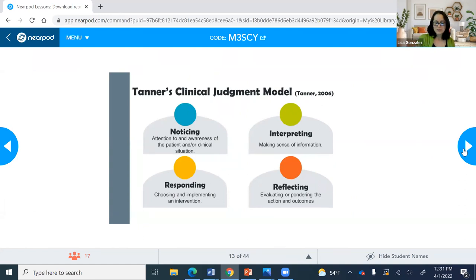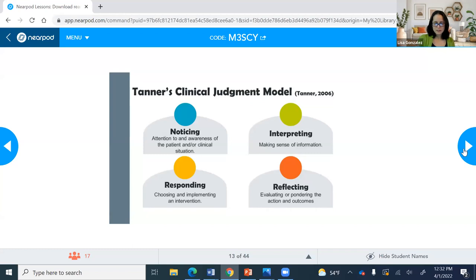But then I soon discovered early in my career that that was not the case: that noticing required attention to an awareness of certain aspects of the patient care situation, and interpreting, you have to know how to figure out the relationships between the information. And responding really is how do you know what the right intervention is, and how that sometimes is tied into patient stability, and also reflecting.